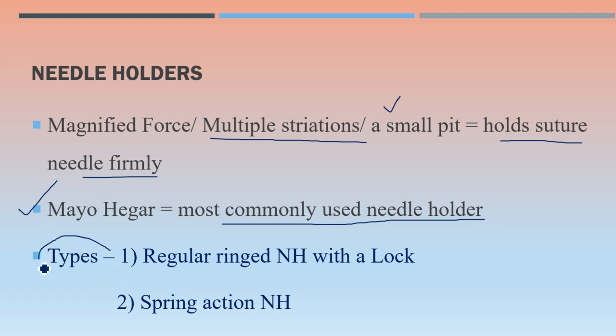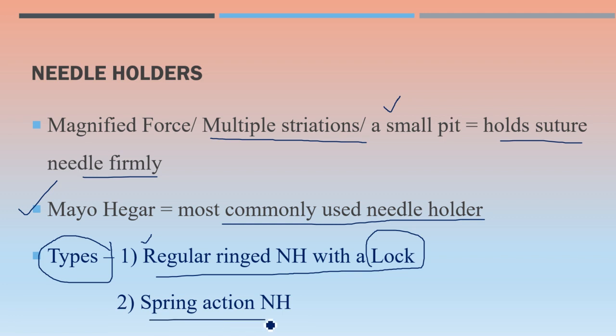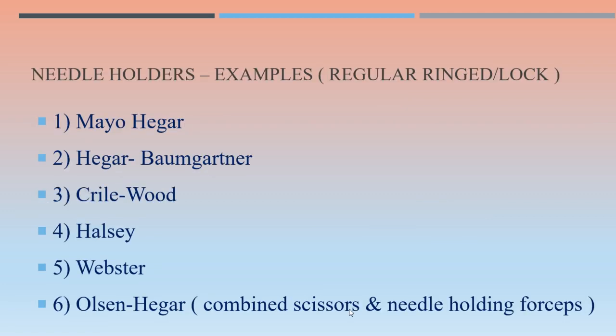We can divide the types of needle holder into two groups: the regular ringed needle holder with a lock, and the second one is a spring action needle holder, right? Spring action needle holders are especially used in microsurgeries with magnification. The first variety we routinely use during general surgery, plastic surgery and orthopedic cases, right? And the spring action ones are usually used in microsurgery where we are using magnification, let's say ophthalmic surgeries, and some procedures in plastic surgery also.